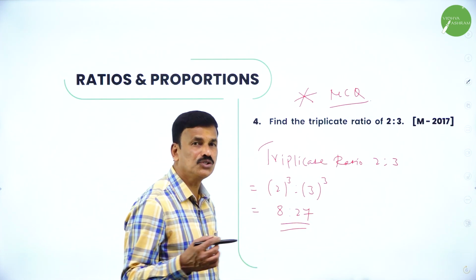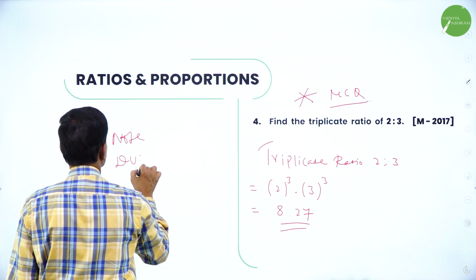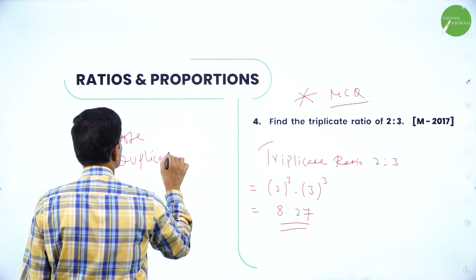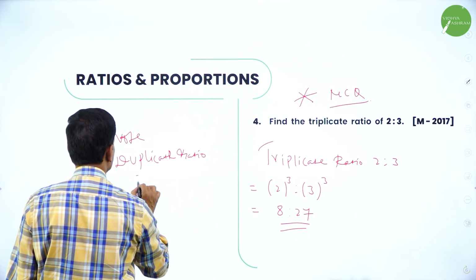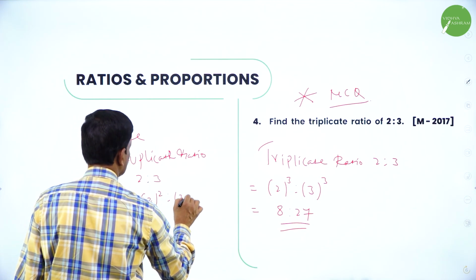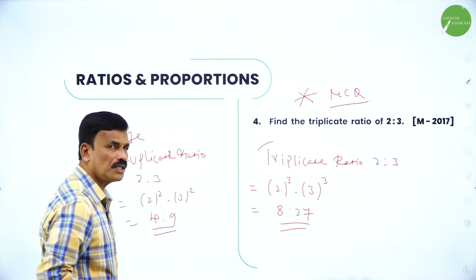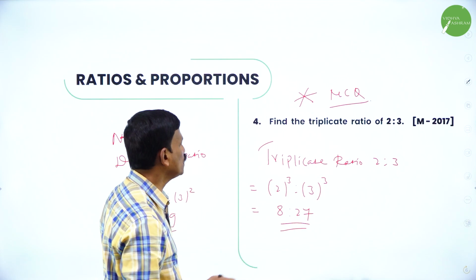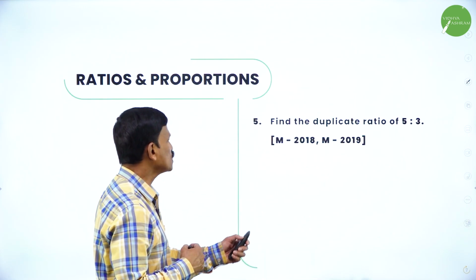Suppose you want to write the duplicate ratio. The duplicate ratio for this 2:3 can be written as 2 square is to 3 square. That's equal to 4:9. This is the duplicate. For triplicate it is cubic, that is 2 cube is to 3 cube. That's it. Okay. Now move on to the next problem.